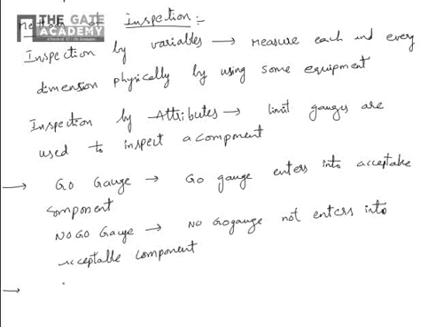So first we do inspection by attributes, that means gauges, then we go for inspection by variables.